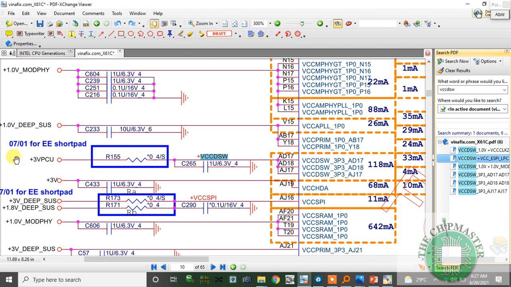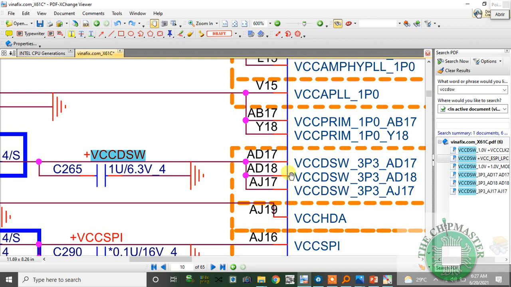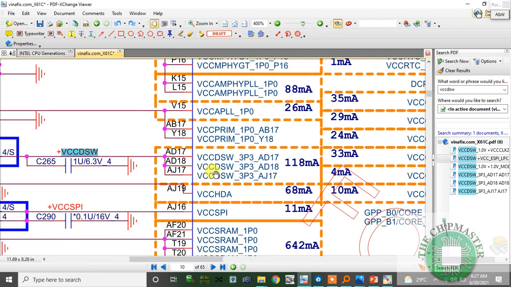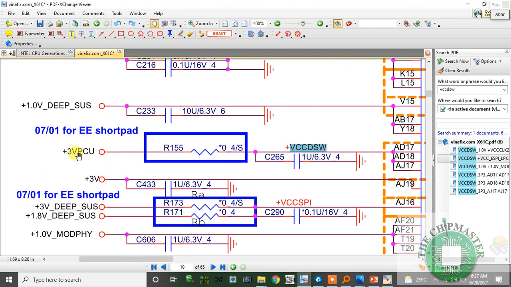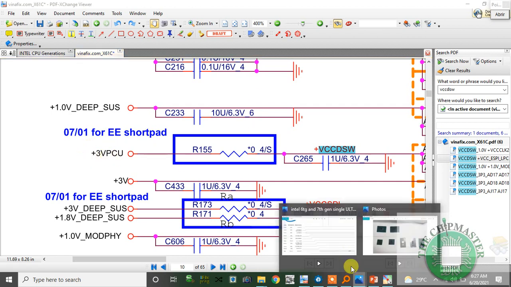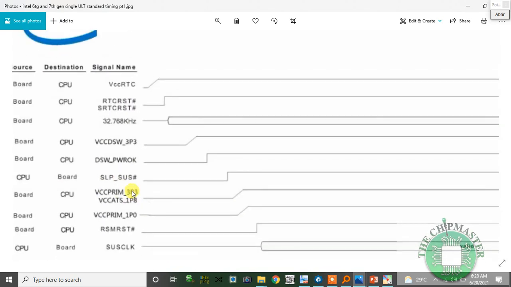All right, so it's powered by 3-volt PCU, and this is powered by PWM, as you can see, VCC DSW. This is VCC DSW, which is the deep sleep well power supply, right? Most times these boards don't support the deep sleep. As far as I can see, 3-volt PC is also going to power VCC PRIM3P3. So automatically I know that this board doesn't support the deep sleep well, right?